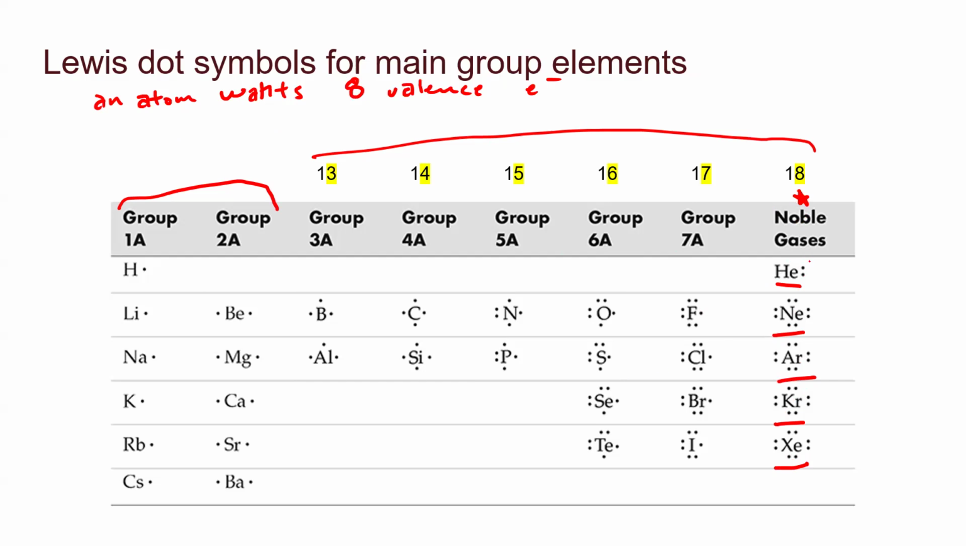Now, one thing that I want to revisit here is that helium is an exception in that it doesn't want to have 8 valence electrons. It only wants to have 2 valence electrons. But basically every single other thing wants to have 8 valence electrons. There are some exceptions to the octet rule, but for right now, the exception to the octet rule that I want you to be familiar with is helium and hydrogen are two elements that want to kind of be an exception to the octet rule.